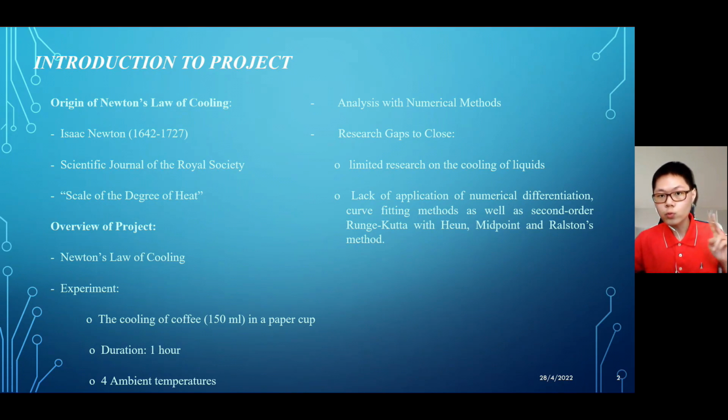We attempt to close two research gaps, which are the limited research on the cooling of liquids and also the lack of application of the three numerical methods shown here.